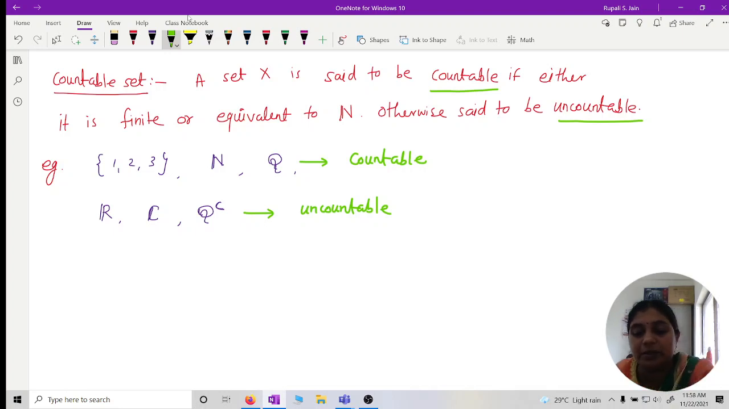Okay. We will prove these things one by one. Is that okay? These definitions are clear: finite set, infinite set, countable set and uncountable set. Is that okay? Yes, ma'am.